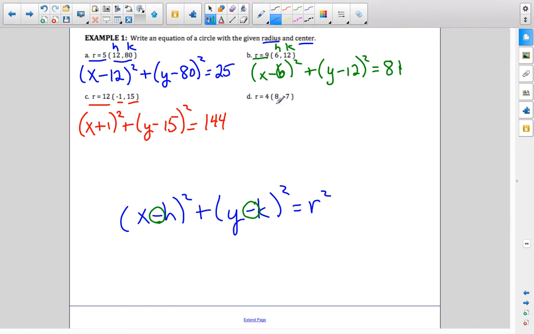Okay, and on D, our center is at (8, -7). Let's see, (8, -7). That would be quadrant 4. That's where our center is. And our radius is 4. Those are the two parts we need to write the equation of our circle. So we have (x minus 8) squared plus (y minus negative 7), or (y plus 7) squared equals, not 4, but 4 times 4, which is 16.